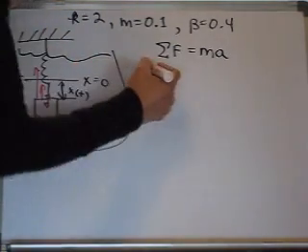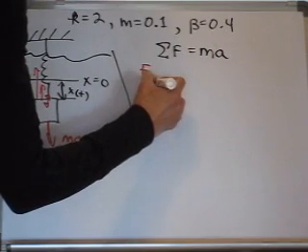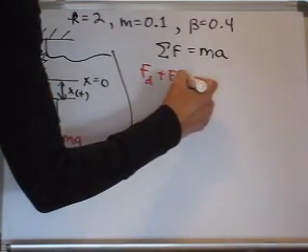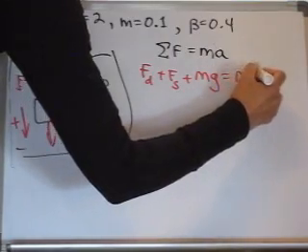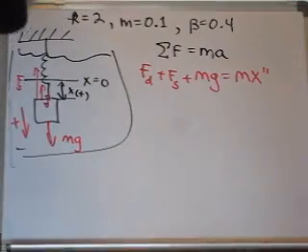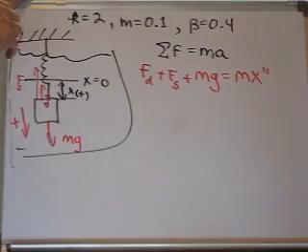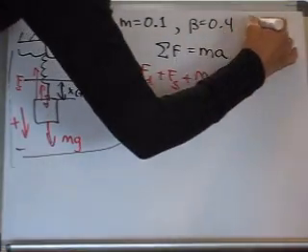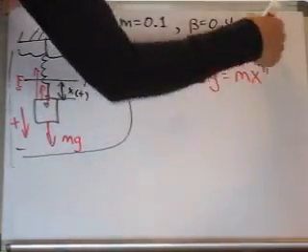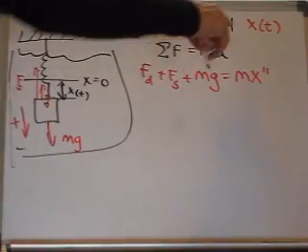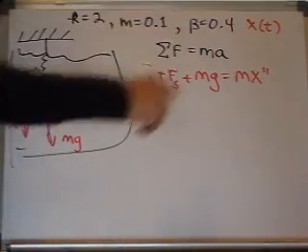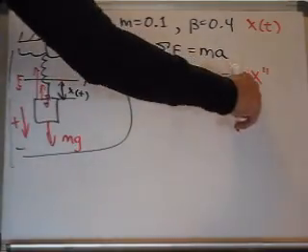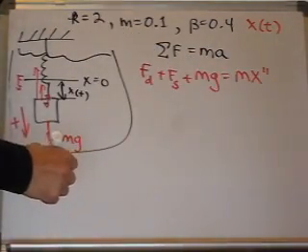So the forces that we have are the damping force, the spring force, and the force of gravity, and that should end up equaling the mass times the acceleration of the object. We are going to let x of t be the position of the object at time t. That means x prime of t is the object's velocity at time t, and x double prime of t is the object's acceleration at time t.